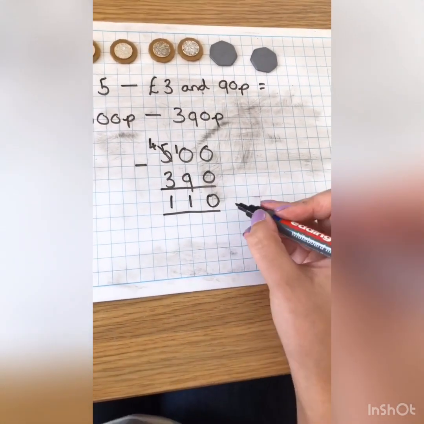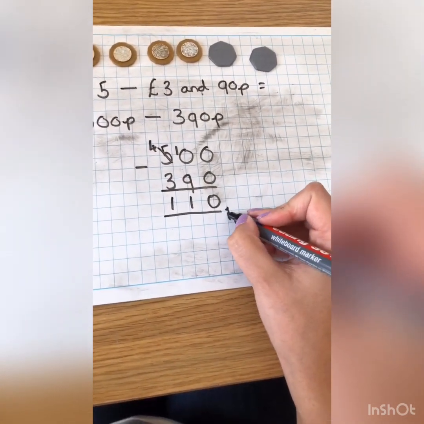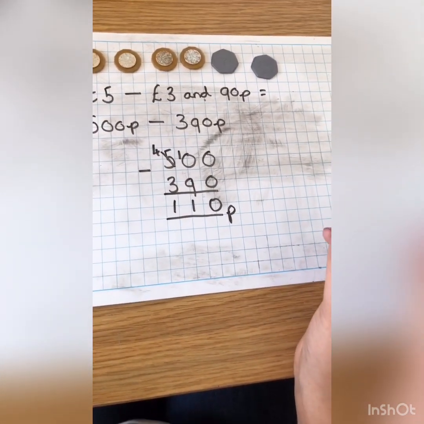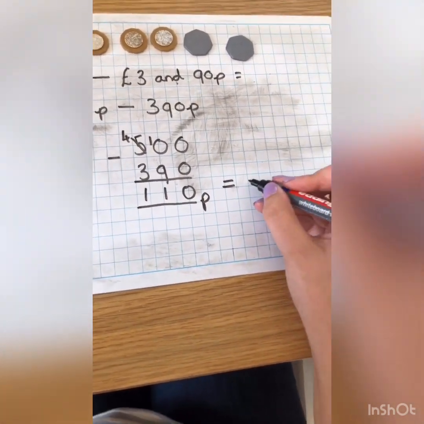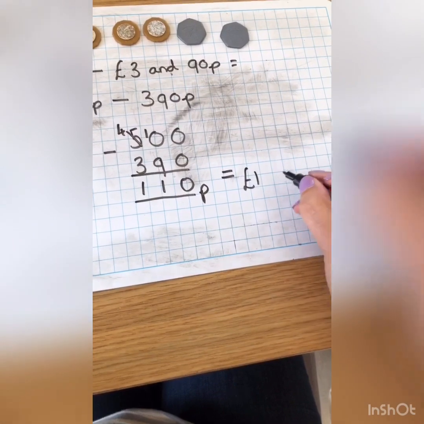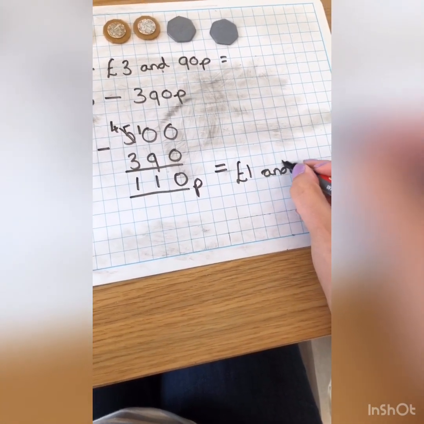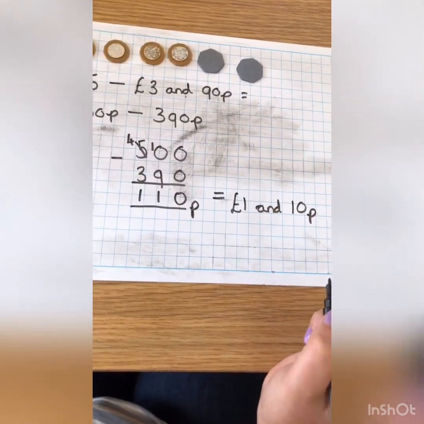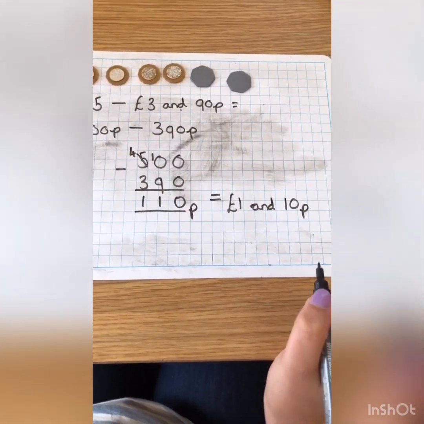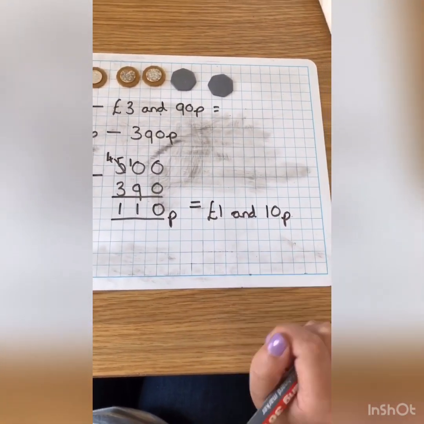Now I need to make sure I add my units. So 110p. If we convert this back into pounds and pence, I'm going to have £1 and 10p. So my change that I would get from buying those two objects would be £1 and 10p.